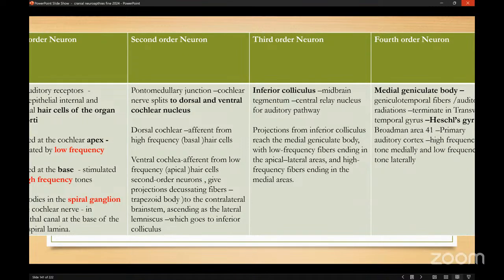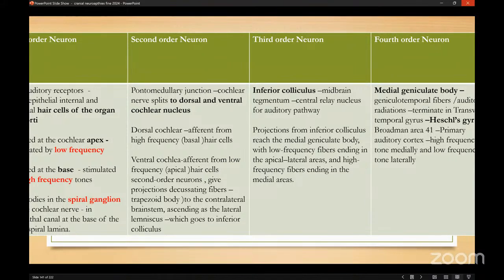Then from the inferior colliculus to the medial geniculate body, that is the third order neuron, and from the medial geniculate body to Heschl's gyrus, that is the transverse temporal gyrus, that is the fourth order neuron. So you should remember the first order neuron originates from the inner and outer hair cells. And at the apex, there is stimulation by the lower frequency sounds, and at the base, there is stimulation by the higher frequency sounds.